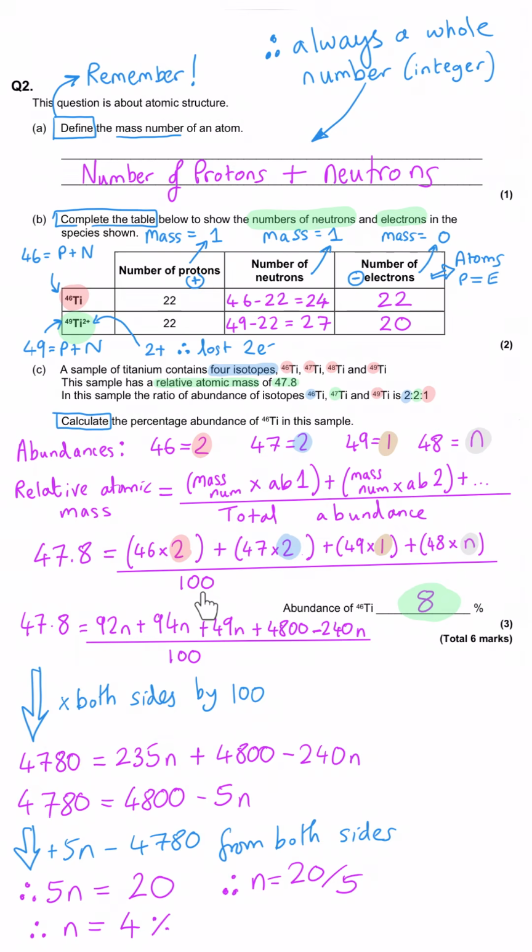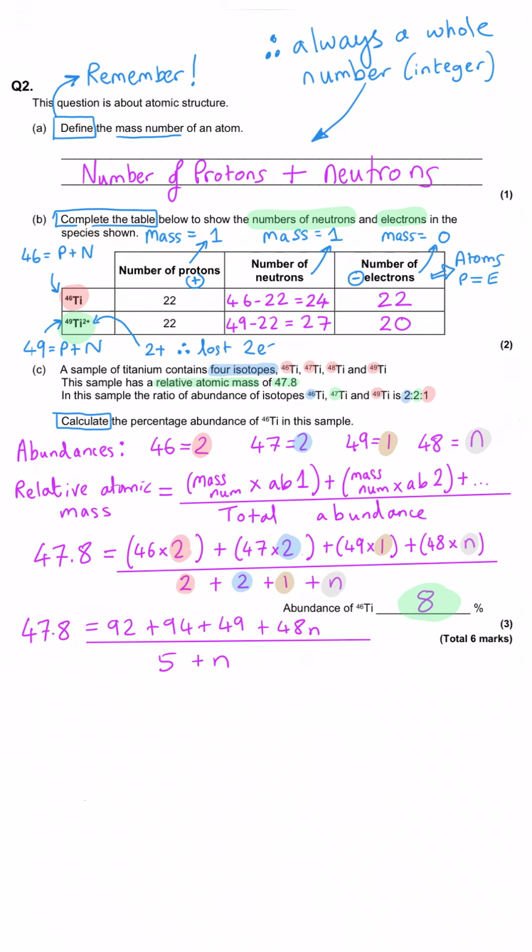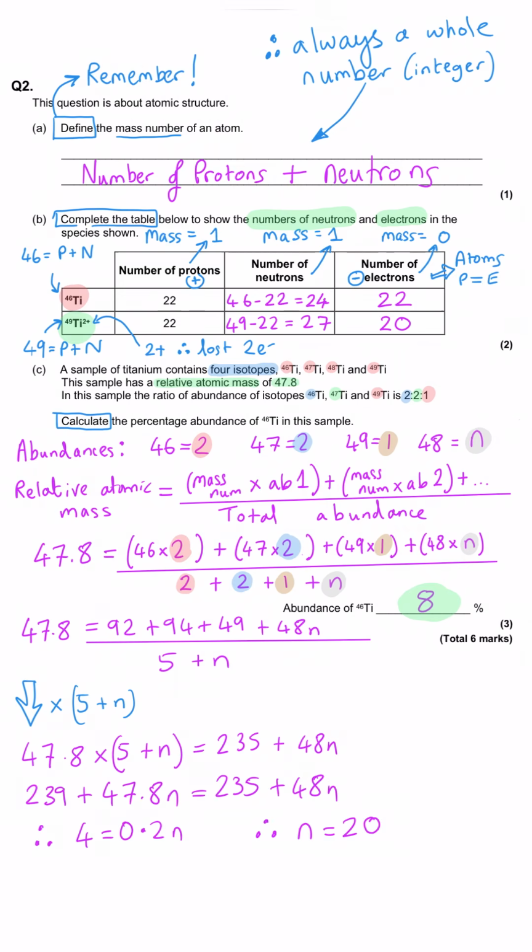And then the total abundance wouldn't be a percentage, it wouldn't be 100%. This time it would be 2 plus 2 plus 1 plus n. And then we would have this expression beneath, which we would then solve for n. Having done that, we would know that n would end up being 20. And so the total abundance would then become 25.